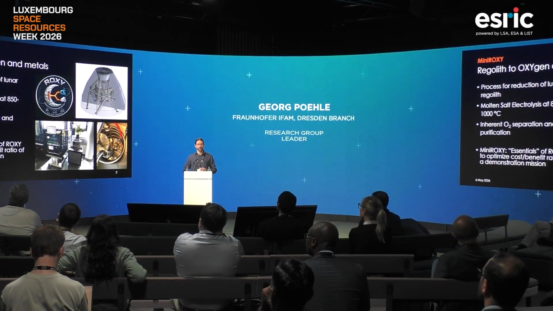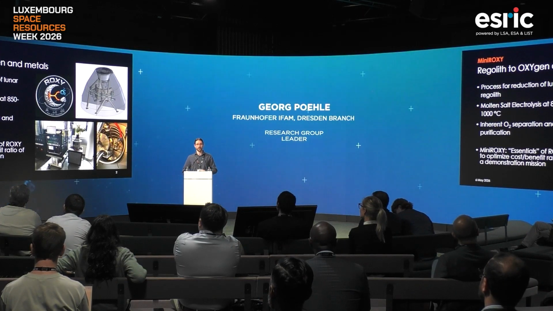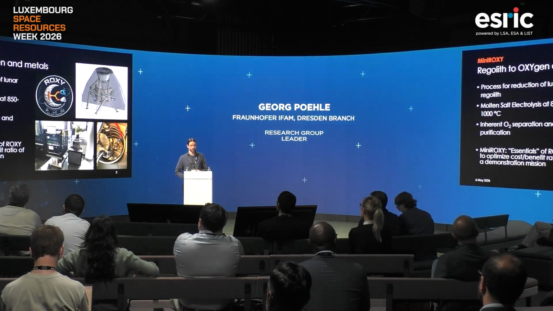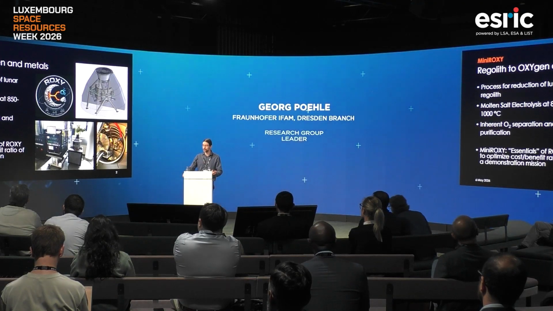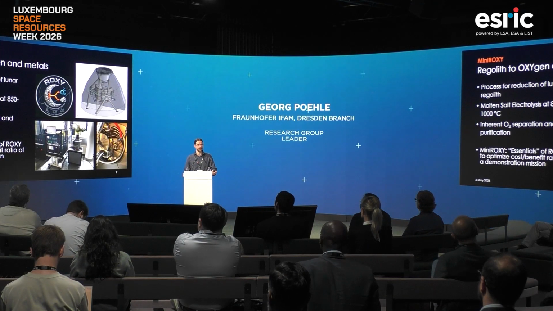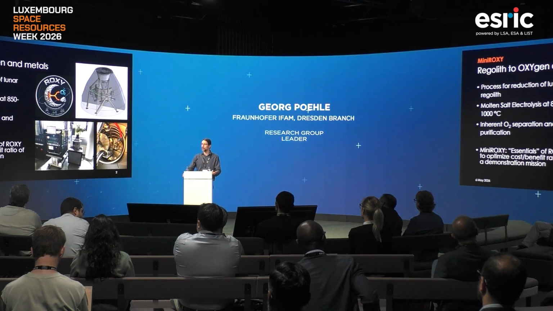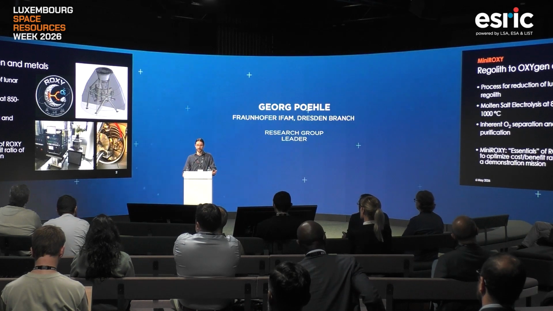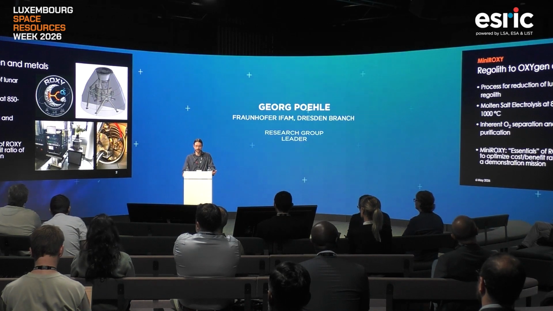So first of all, what is Roxy? It's the abbreviation for regolith to oxygen and metals conversion, and it's a molten salt electrolysis process for the reduction of lunar regolith to produce oxygen and a metallic byproduct. It's a molten salt electrolysis that runs at 850 to 1000 degrees Celsius.